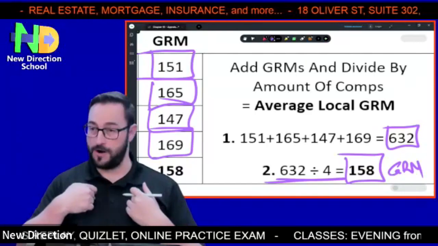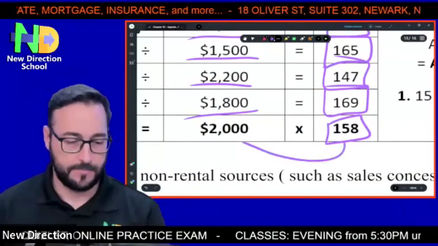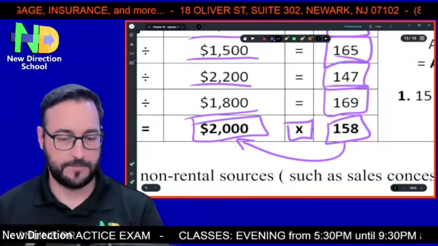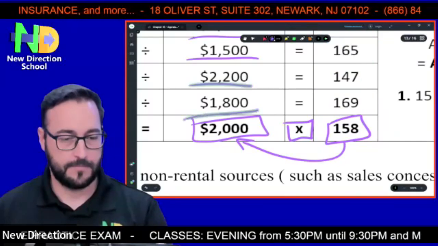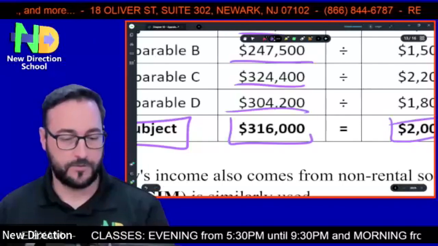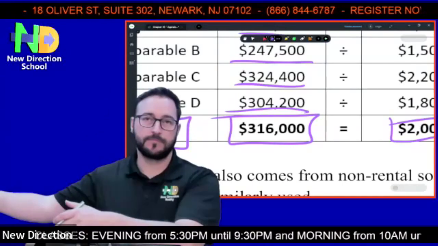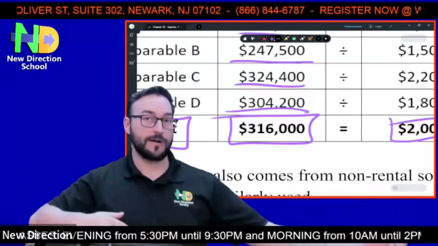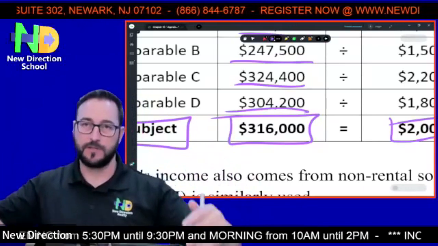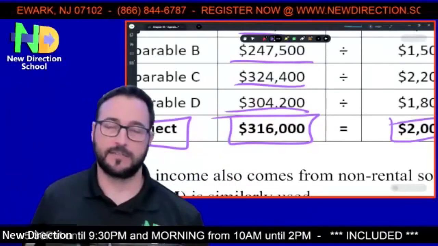So what do we do now that we have a GRM? We apply it to our property. We have the GRM times the 2,000. Let me clear this out now. Times the 2,000. How much is our property worth? $316,000. So we looked at comps, we find out their GRM, we figure out the average GRM in the area based on those comps, and we apply it to our property. That's the value, just like the cap rates.